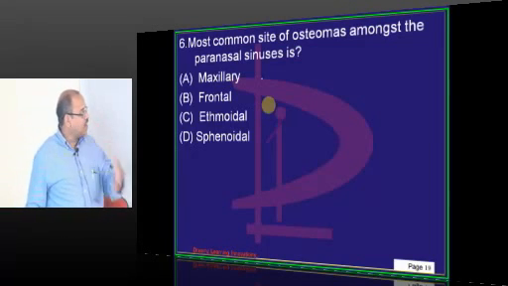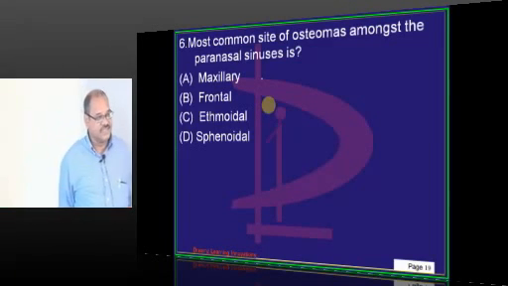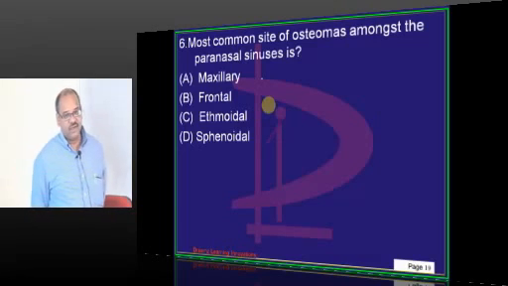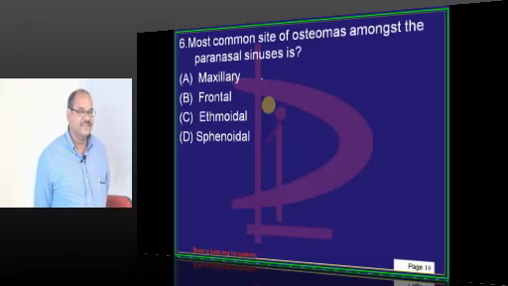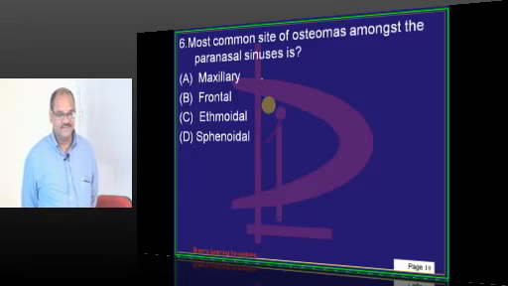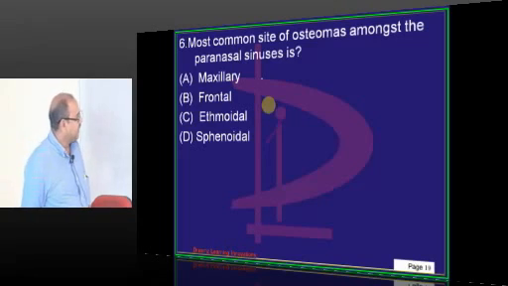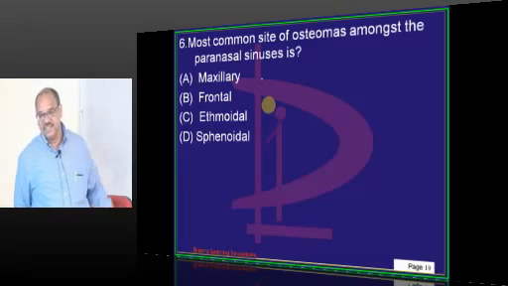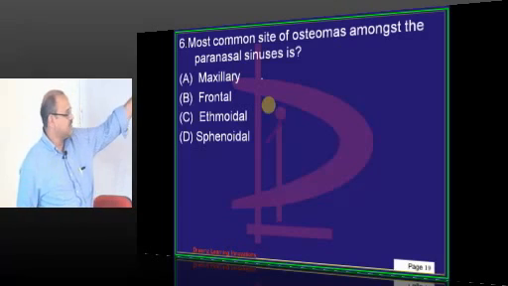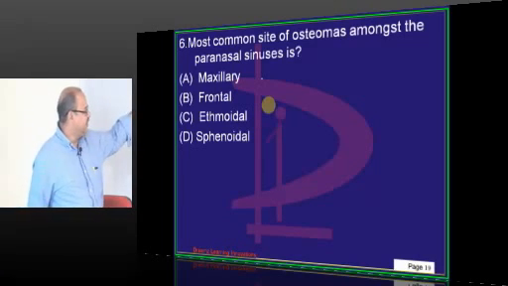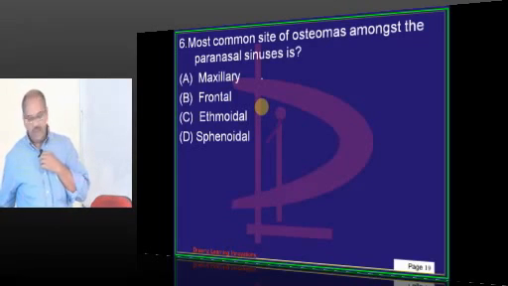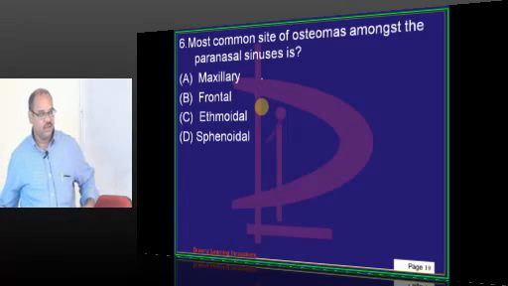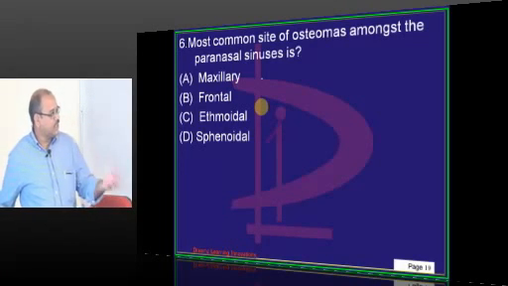Most common site of osteomas among the paranasal sinuses: maxillary, frontal, ethmoid, sphenoid. Frontal. Okay, this is a simple straight bit. Most common site of osteomas among the paranasal sinuses: maxillary, frontal, ethmoid, sphenoidal. Frontal. So most of them have got the correct answer, but we'll take a next step.